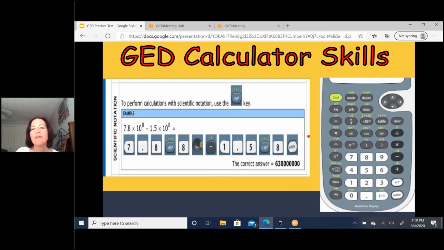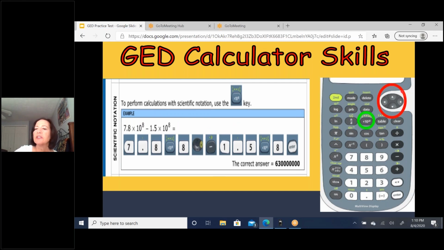Scientific notation. We don't have any problems using scientific notation today, but there is a scientific notation button on the calculator. And it is right here, circled in green. And they actually go through the keystrokes that you would put in to input a scientific notation problem.